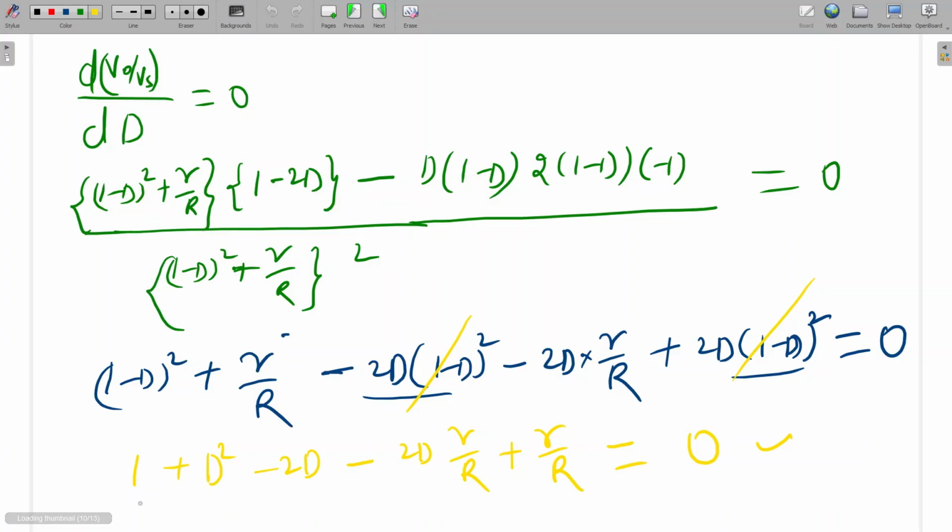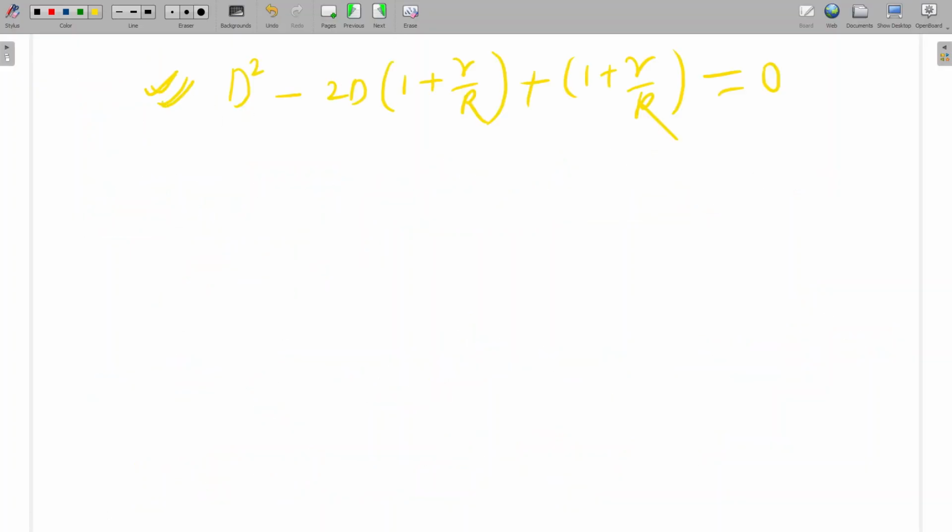See, this equation only I have simplified. So d square is one term, minus 2d I have taken common, so it will be 1 plus r by R, and here it is 1 plus r by R. So d square minus 2d (1 plus r by R) plus (1 plus r by R). So this will be the final equation. Is it clear?